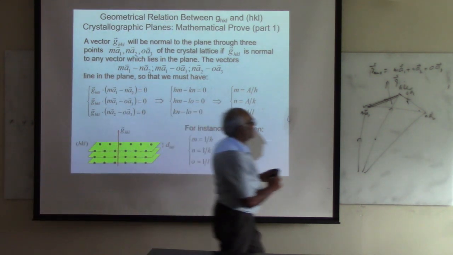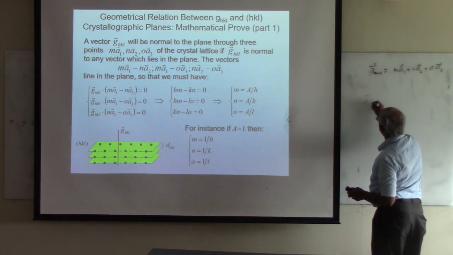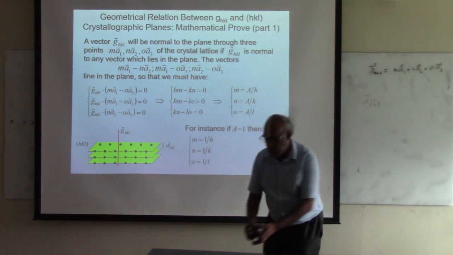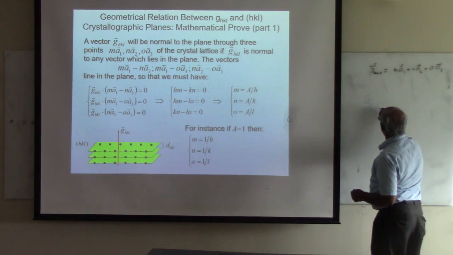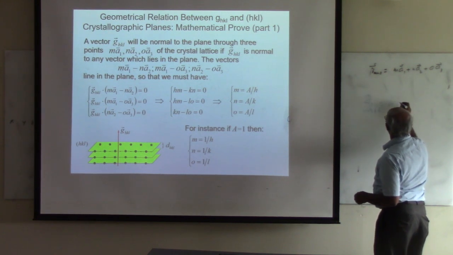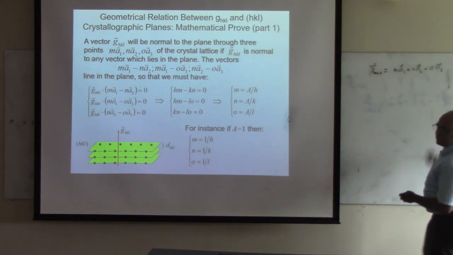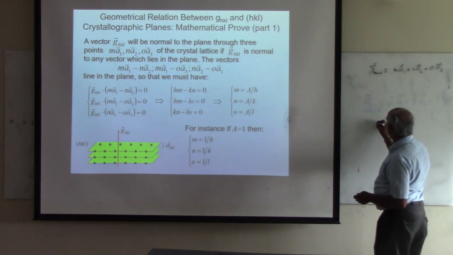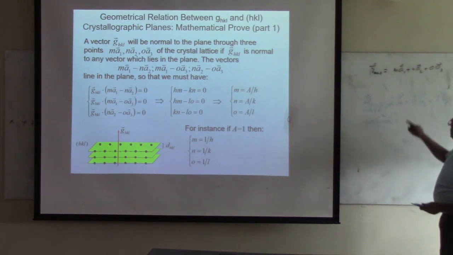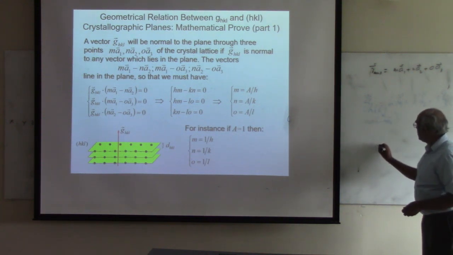G_HKL is basically H B1 plus K B2 plus L B3, right? Now I want to take the dot product with MA1 minus NA2. If you take the dot product, what do you have here? A1 dot B1 is 2 pi, so you have only H times M.